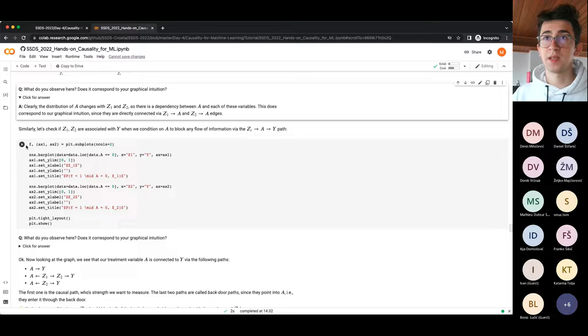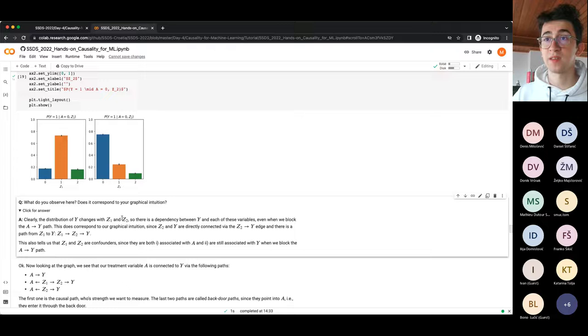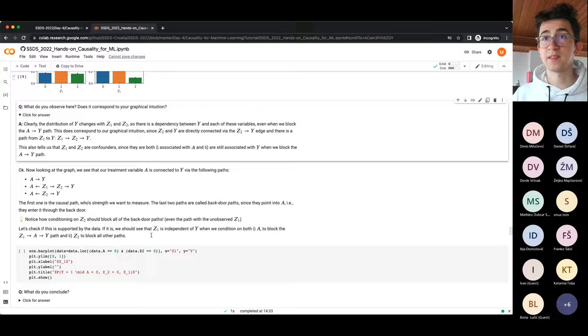Now we can also check the same thing for the association with Y. Again, we see that the distribution of Y changes with Z1 and Z2. So there is a dependency, even when we block the path, even when we observe A and block the path A to Y. This tells us really that they are confounders. And now, in the next step, what we're going to look at is the following.